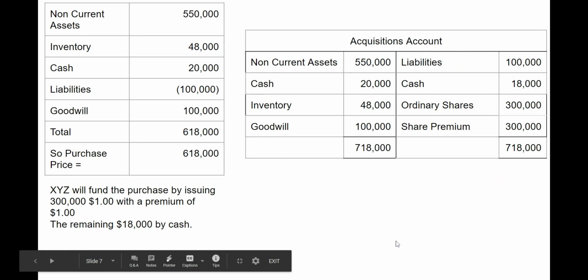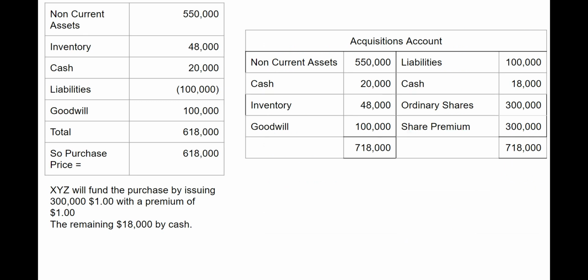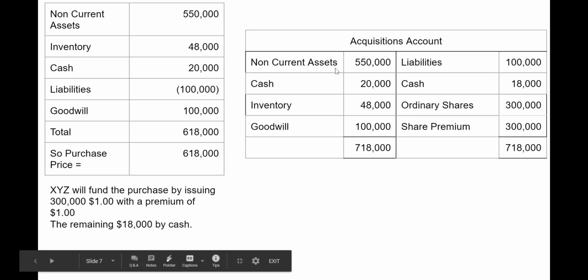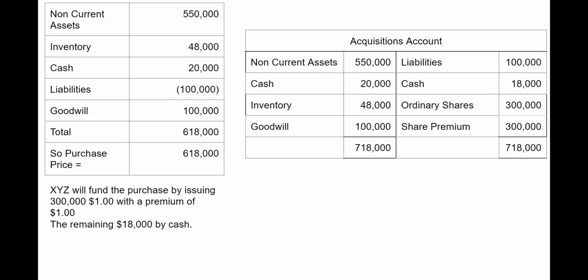And therefore, if we look at the acquisition account, okay, well, there's something here that we can notice. We can notice this time, if we're doing it as a control account, the debit entries are for all the assets, the credit entries are for the liabilities, the shares issued, and the cash. But the actual numbers are exactly the same. So it still balances at 718,000. It's just the mirror image of the acquisition account if it is done as part of the double entry system, okay, and there's no difference in the final balancing figure.